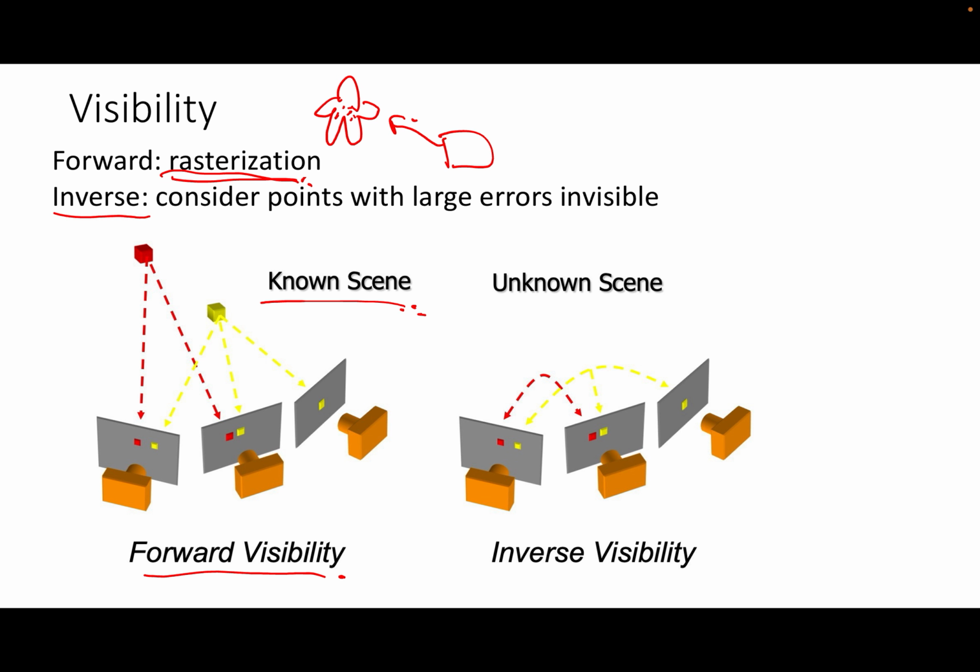But the problem is that if we do not know the 3D scene, if we do not know the 3D structure of the object, then maybe we can consider points with a large error invisible, or we can use images from close cameras. Those are the things that we can use to get visibility. If we do not know the 3D scene, there is no way to exactly know visibility of points. We just consider points with large errors invisible, or use images from nearby cameras. That is what we can do to consider visibility.